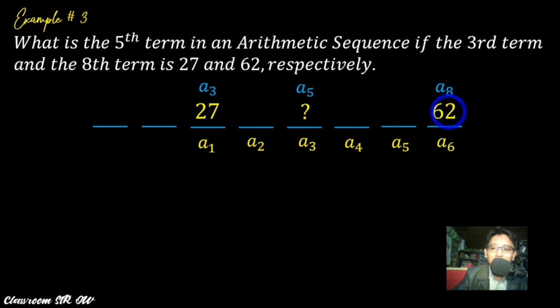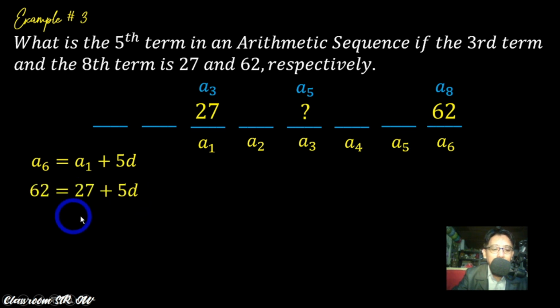Since the sixth term is given, which is 62, and our first term is 27, we can now solve for the common difference. Because a sub 6 is equal to a sub 1, which is 27, plus 5d. Why? Because 6, we subtract this by 1, that is why 5. So substituting the given, we have a sub 6 is 62, and our first term is 27, plus 5d.